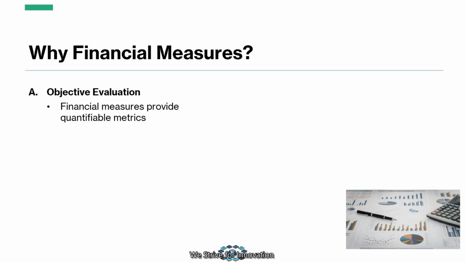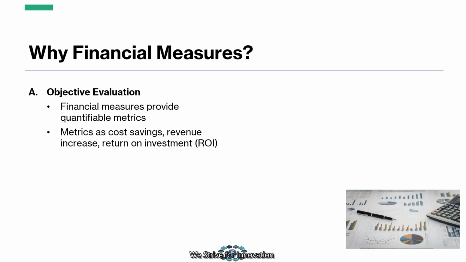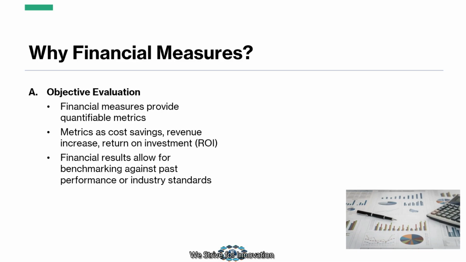And also, metrics such as cost saving, revenue increase, return on investment and reduced operational cost. You see, all these measures, you can measure them. They offer us concrete evidence of improvement, because it's something you can measure. Also, financial results allow for benchmarking against past performance or industry standards, which enables us to have a clear view of how process changes enhance or detract from financial performance.